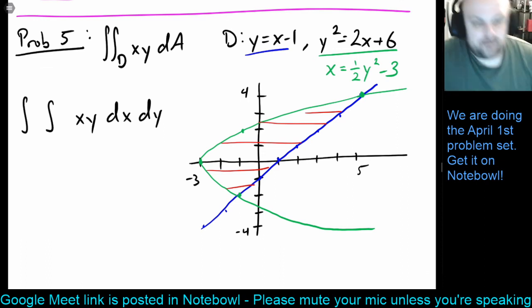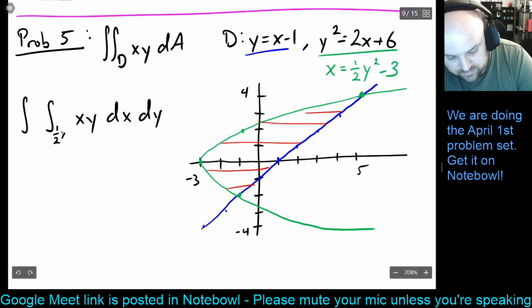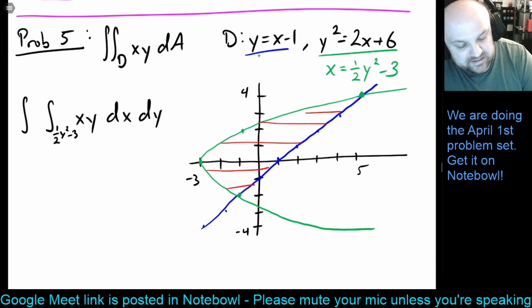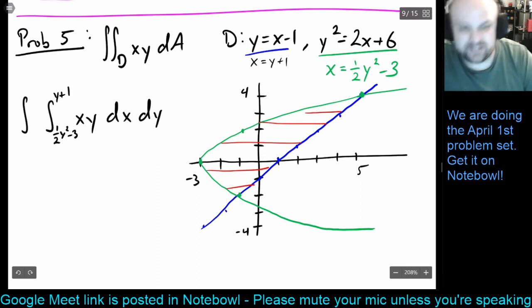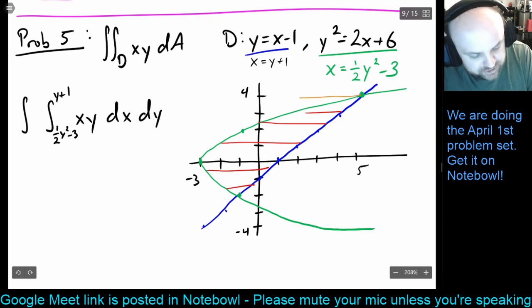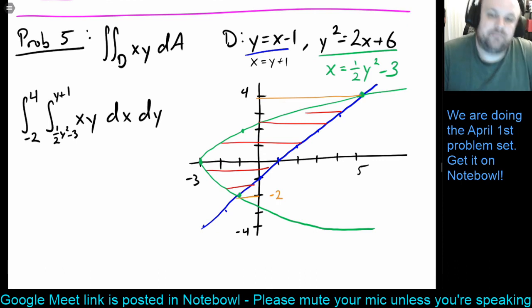So starting on the left, we have the green function, which is this right here, which I conveniently already solved for x. So 1/2 y squared minus 3 on the bottom. On the top, I need to solve this for x. That's just y plus 1. So no big deal there. And then for the outside integral, I just picked the largest and smallest values of y, which are these here. So this one's -2, this one's 4. And there you go. That's all there is to it.